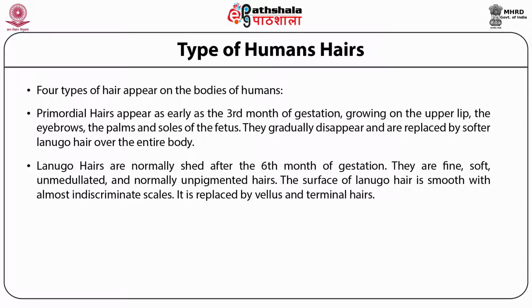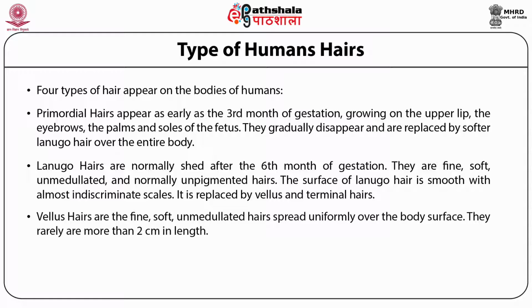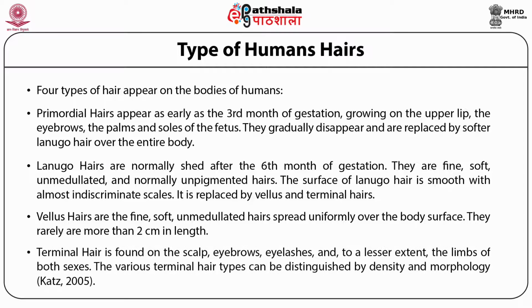The third type of human hairs are vellus hairs. The vellus hairs are the fine, soft, unmedullated hairs spread uniformly over the body surface. They rarely are more than 2 cm in length. The last type of hair is terminal hair.